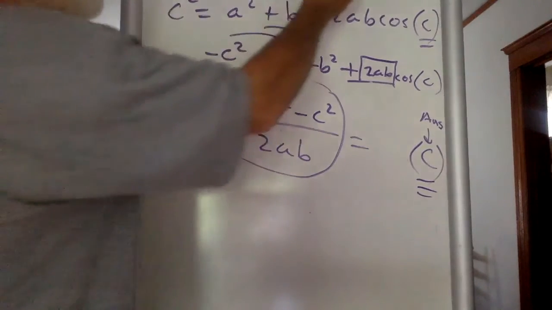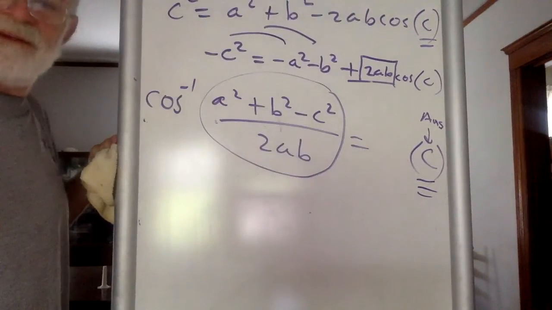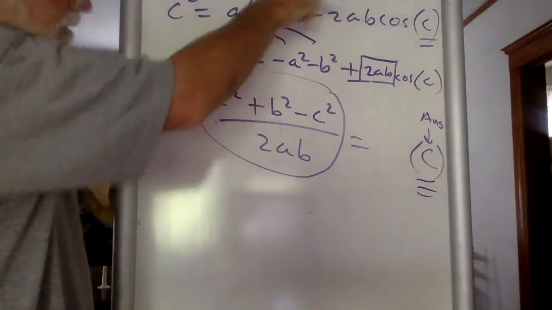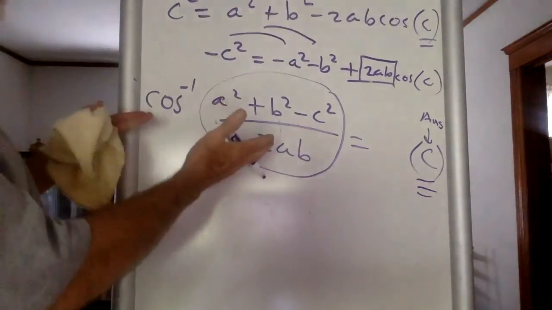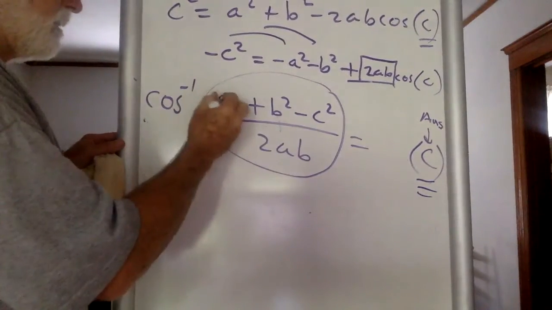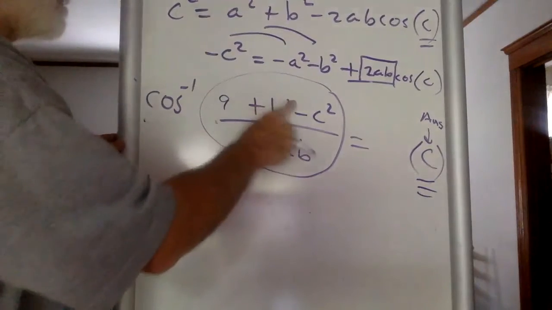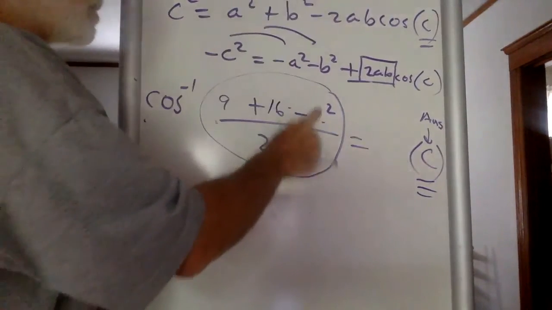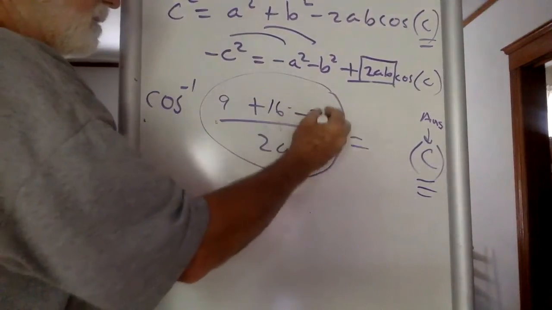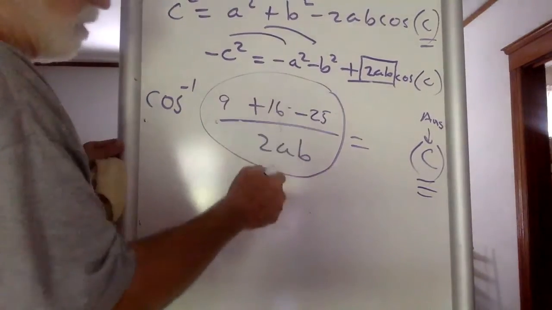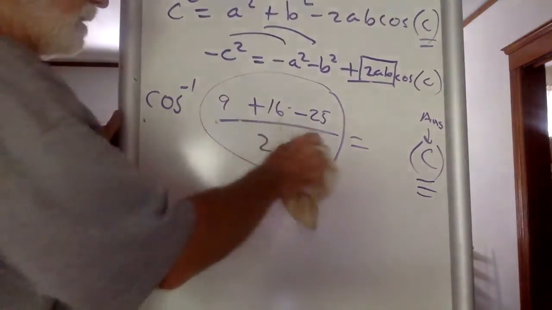So if I wanted to find angle C, we know that's 90 degrees. In a 3, 4, 5 triangle, C is 90 degrees. So this should work for that. So A is 3, so that becomes 9. B is 4, that becomes 16. C is 5, that becomes 25. And we can see 3 times 4, not that we need to do this because this is 0, right? But 24.